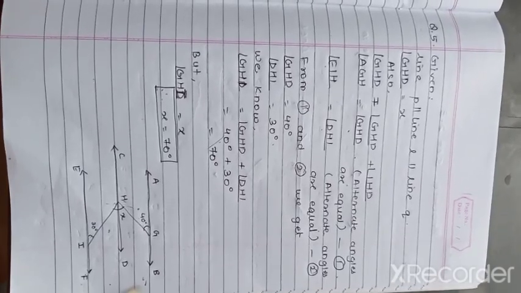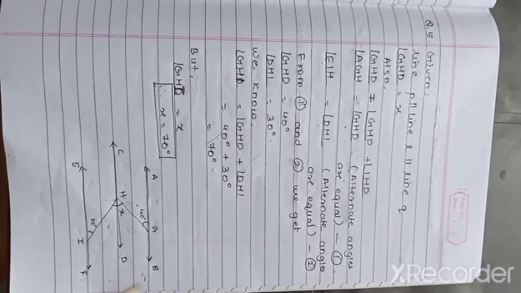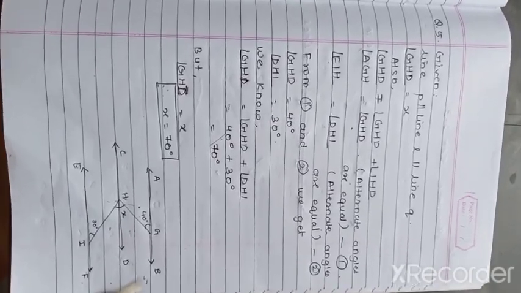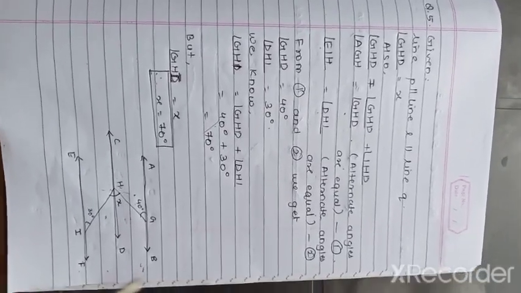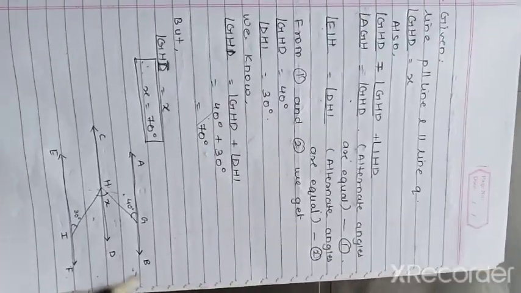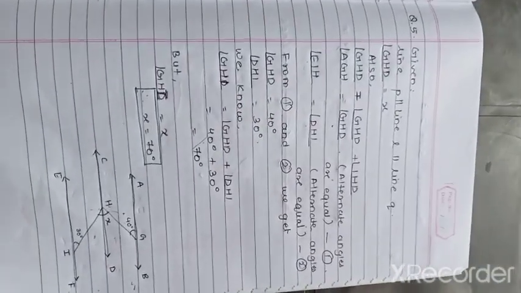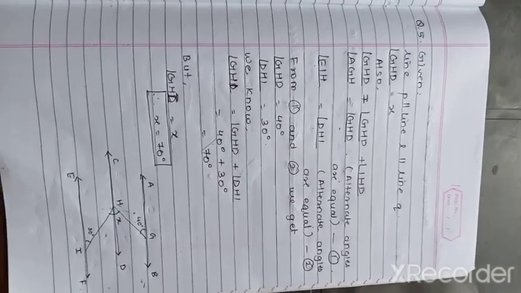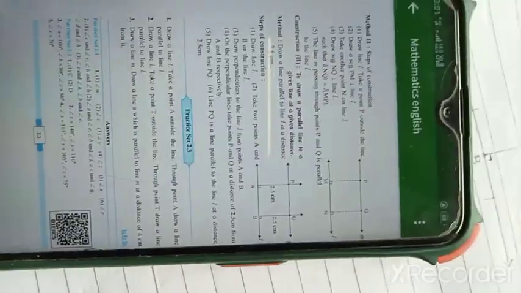One angle amongst them was given to us, that is 40. The other was also given to us, that is 30. So adding the two, we get 40 plus 30 as 70, and that is the value for x. That is the last question for practice set 2.2. Now we will start with the next practice set.